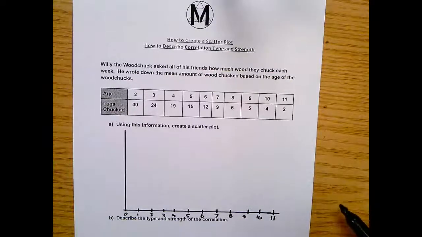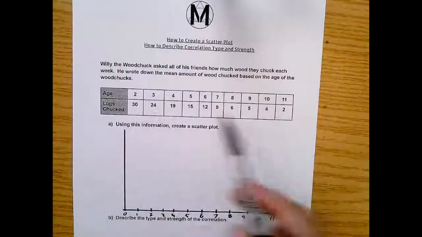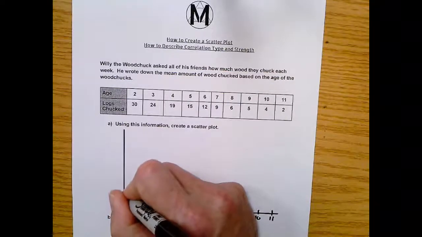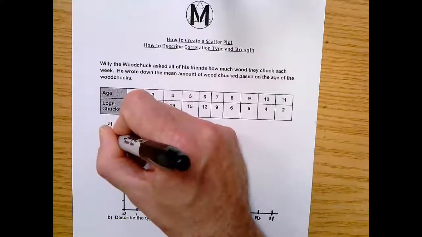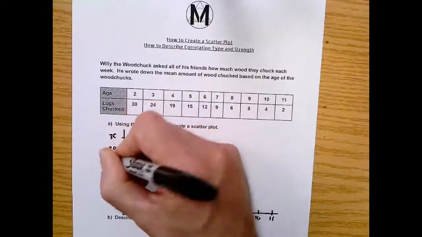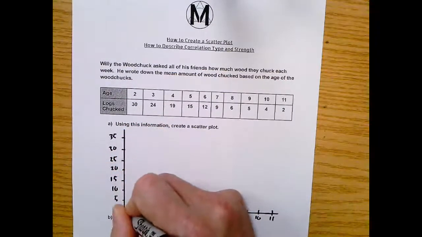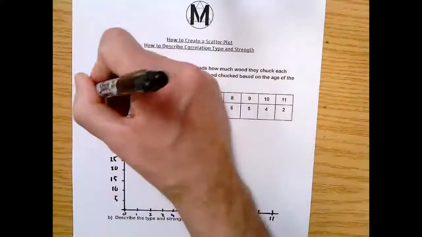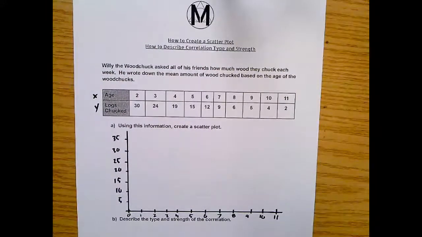Right. Okay, and then coming up here, we're going to put the logs chucked. Logs chucked, the highest number is 30, so maybe I'll just overshoot and go to 35. So I'll just do 5, 10, 15, 20, 25, 30, 35. So that's 35, 30, 25, 20, 15, 10, 5, and then 0 right there. Cool. At this point, just make a quick note so you remember this is your X and this is your Y. Okay, and let's take a look at this and just plot some points and see what happens.